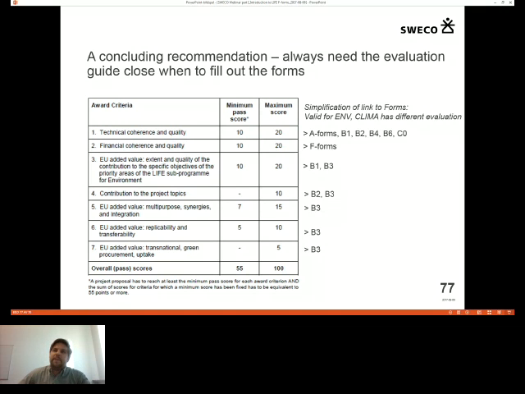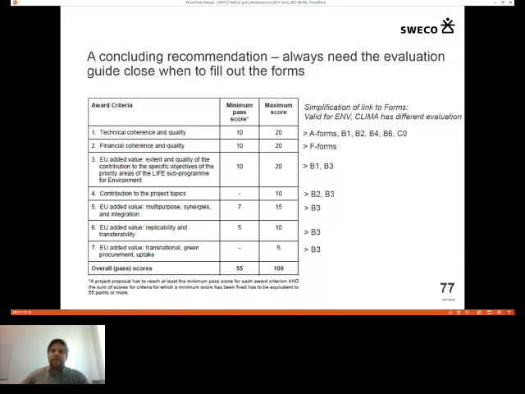When it comes to award criteria 2, financial coherence and quality, it's mainly the F forms that matter. Make sure to have your F forms in a good condition to get a good evaluation score. For the EU added value, number 3, it's mainly B1 and B3 that are important. This is where you explain how your project fits to the LIFE regulation and to the LIFE program thematic priorities or topics.